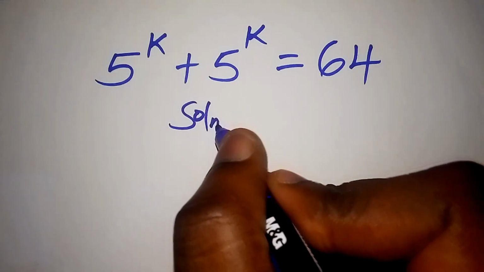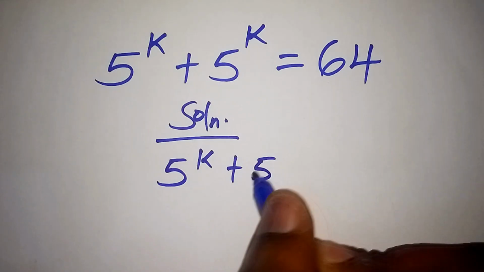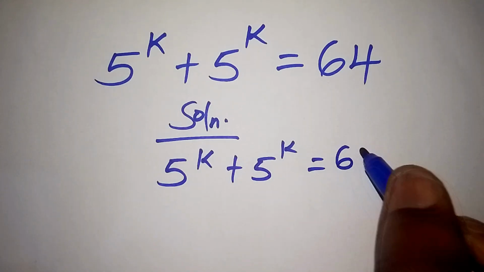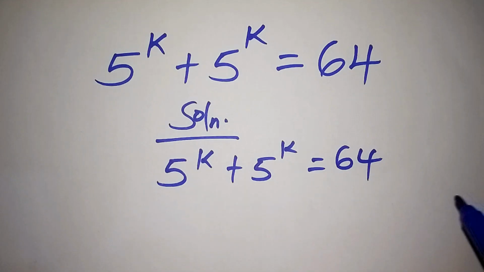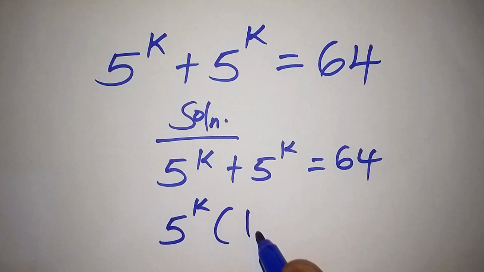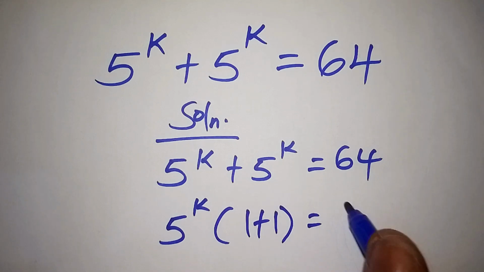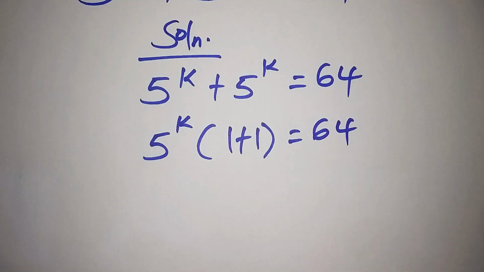Solution. In our solution, we have 5 to the power of k plus 5 to the power of k is equal to 64. So this is how we work it out. First, we factorize the maths problem. So here we can write it as 5 to the power of k into bracket 1 plus 1 is equal to 64. Then we work out the number that is inside the bracket.